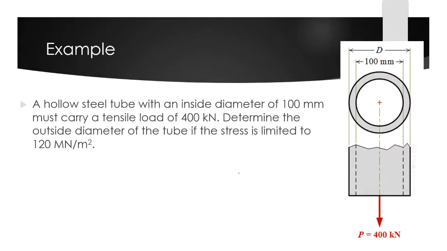Next example, we have a hollow steel tube with an inside diameter of 100 millimeter. So the diameter of the inside is 100 millimeter, must carry a tensile load of 400 kilonewton. So if this is the wire, this would carry a tensile load of 400 kilonewton. Determine the outside diameter of the tube if the stress is limited to 120 mega Newton per meter squared or megapascal. So in this case, let's just identify first what are the given.